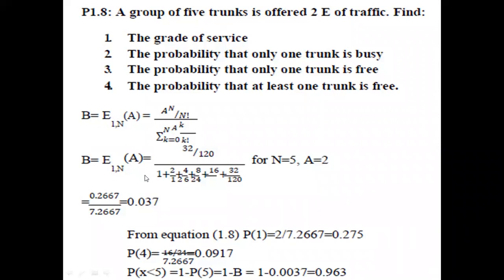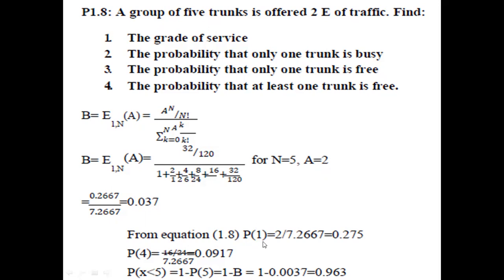Please practice this. If there are any changes in the calculation, please verify the value of this calculation by practicing. So 0.2667 over 7.2667. By dividing this, you will get the grade of service of the lost call system if you have 2 Erlang of traffic and 5 trunks are available. This is 0.037.